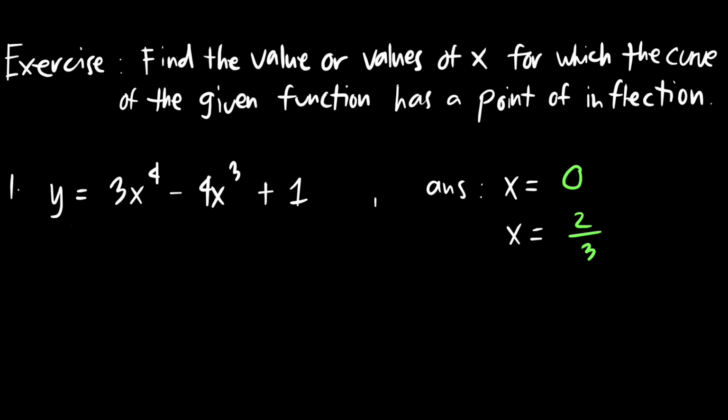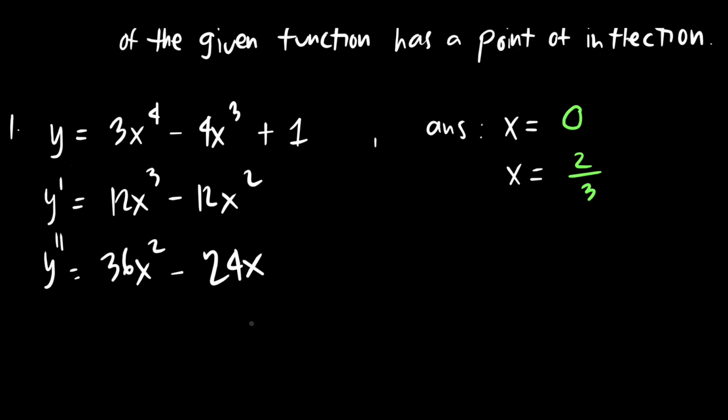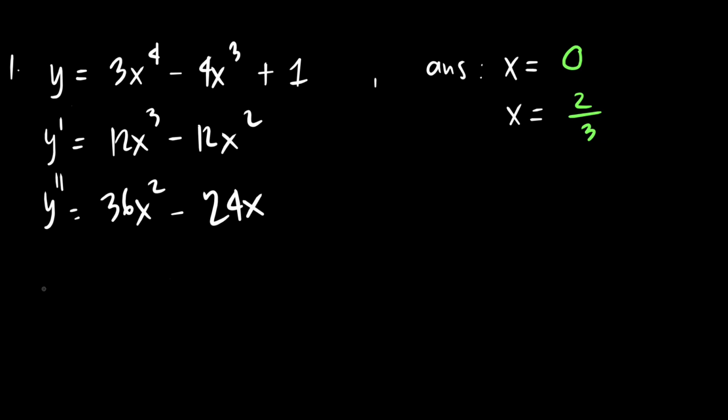So we will have its first derivative. So y prime is equal to 12x cubed minus 12x squared. After this one, we will have its second derivative. So we have 36x squared minus 24x. Right? So we will equate it to 0.